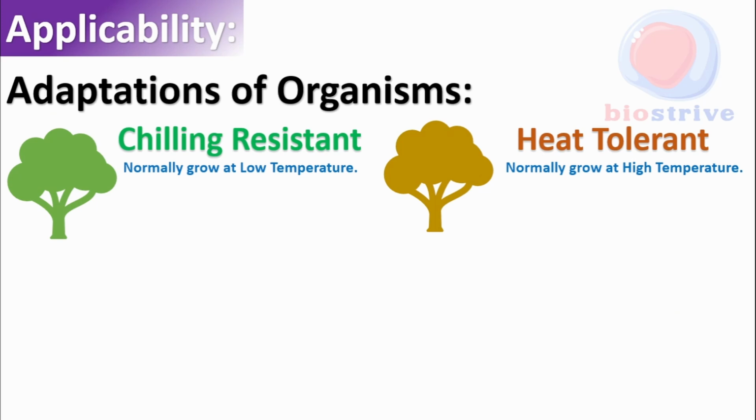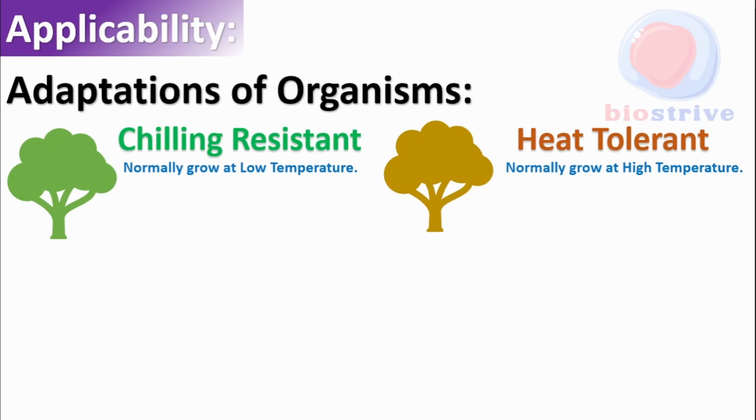Okay, let's talk about the practical applications of this concept. The main practical application is resistance, or we say adaptation. How do animals adapt themselves? Climate is not the same everywhere around the world. There may be some snowy regions where temperature is very low. There are desert habitats where temperature is very high. So how do the plants and animals adapt themselves at cellular levels? That is the application of this concept.